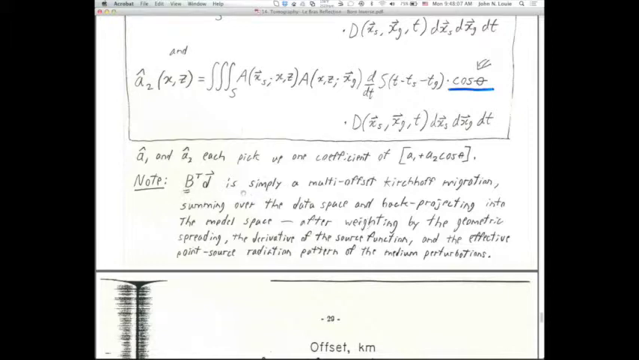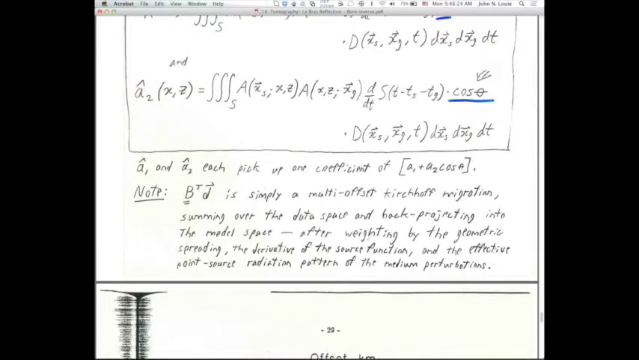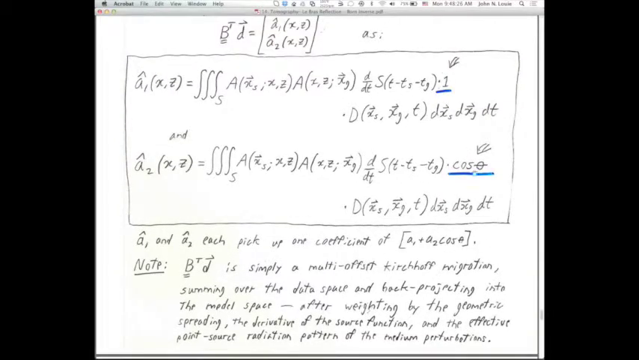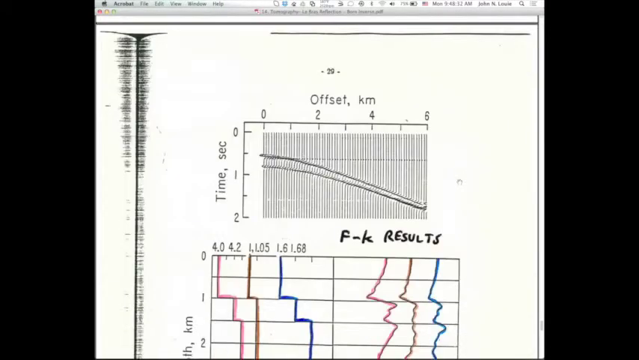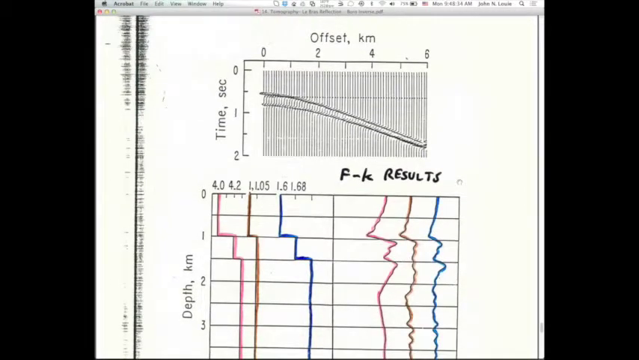Right, B transpose D is very simply a multi-offset Kirchhoff migration, summing over the data space and back projecting into the model space. It weights by the geometric spreading, by the derivative of the source function, and the effective point spread radiation of the medium perturbations, right? That one and cosine theta. Okay, I've said that this works. Does it really?